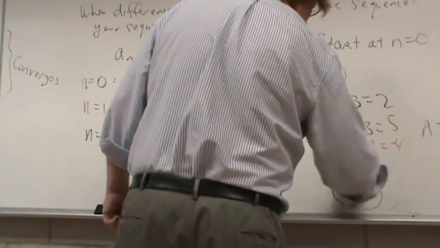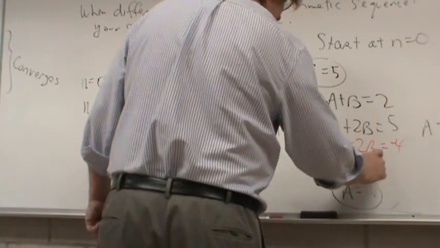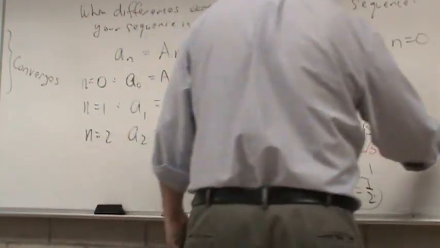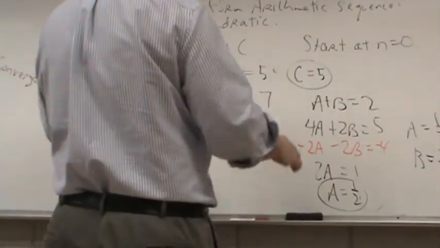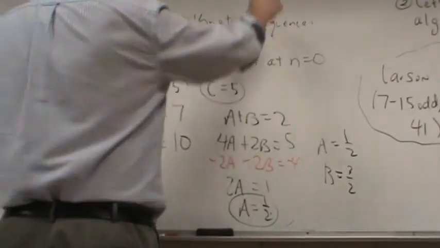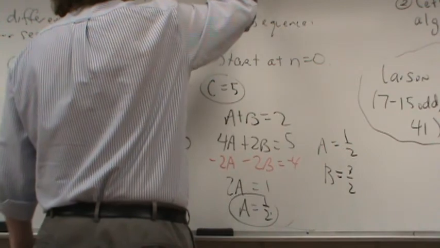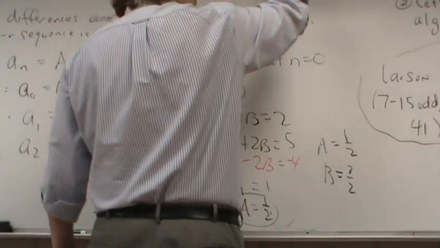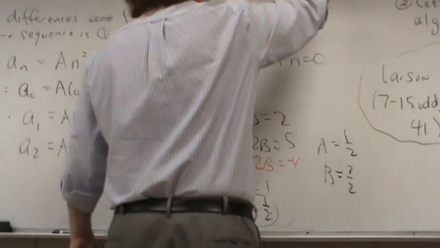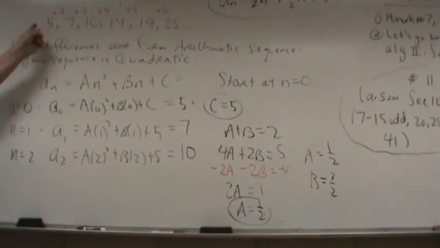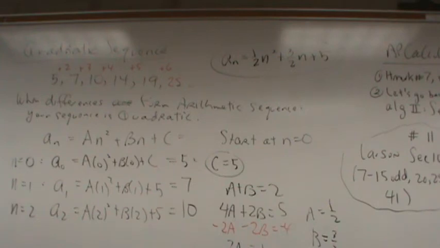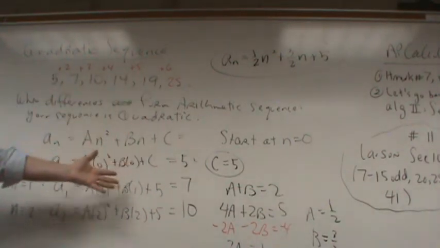So now this is 1. My goodness. So that's a half. So A equals a half. So B equals 3 halves. So my a sub n is 1/2 n squared plus 3 halves n plus 5, and that's going to get you there. That's my quadratic sequence. So that's it. I just want you to be aware how to get a quadratic sequence.